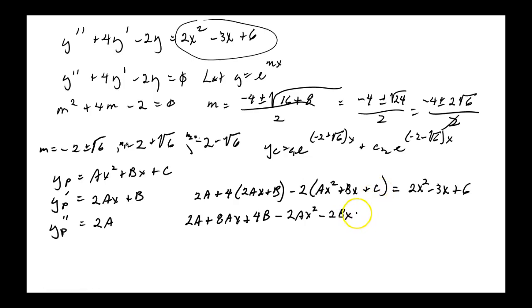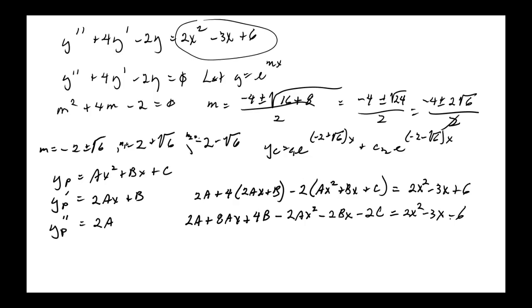Next. Plus a, or minus 2c, and supposedly that's equal to 2x squared minus 3x plus 6. Okay. Now, at this point, let's start looking at like terms on either side.